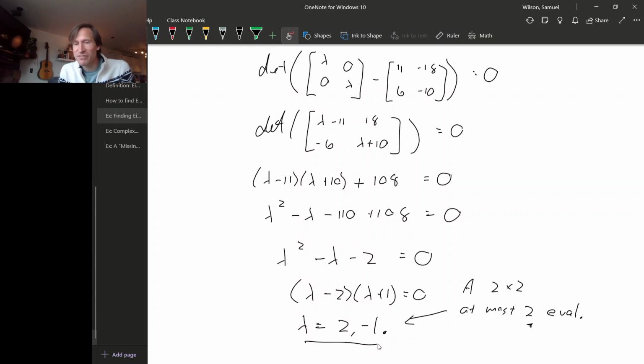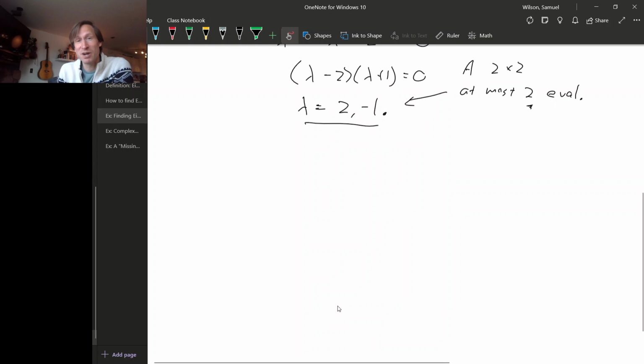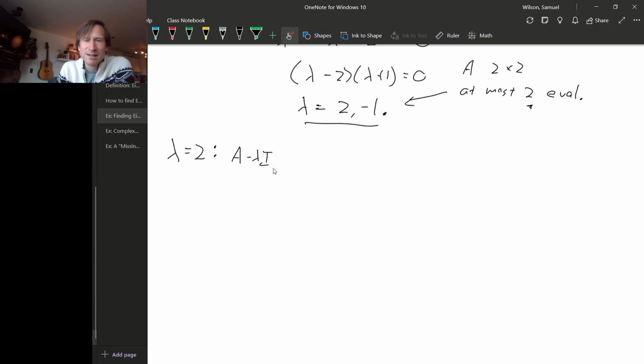All right, so now we have the eigenvalues. Let's find the corresponding eigenvectors, in other words, the eigenspace that corresponds to each one of these eigenvalues. Remember, each eigenvalue is going to have its own eigenspace, so you have to do these separately, unfortunately. So for lambda equals 2, the way that I like to do this is write down A minus lambda I, just because I find it easier to keep track of the minus signs this way.